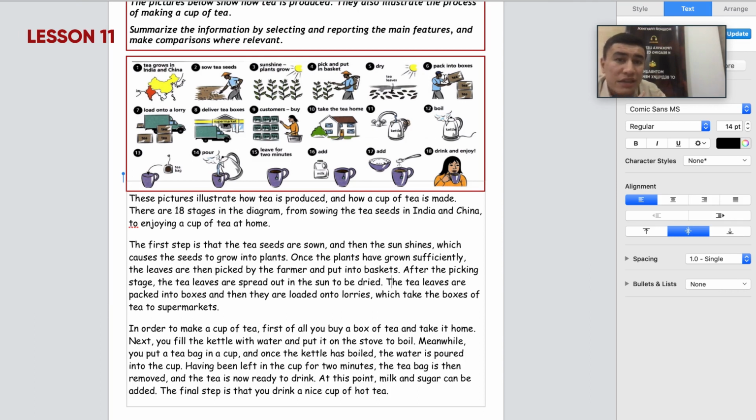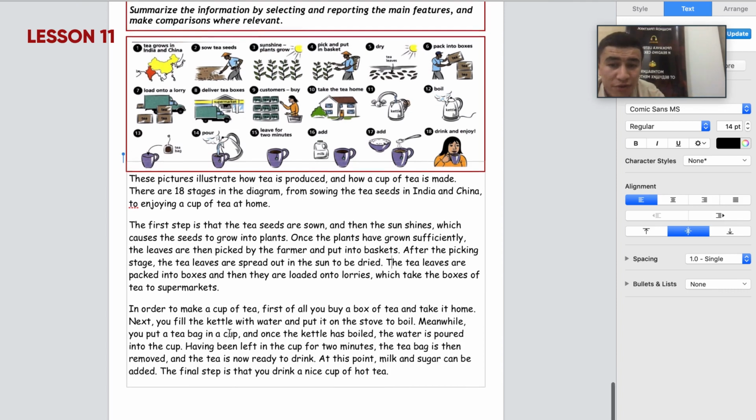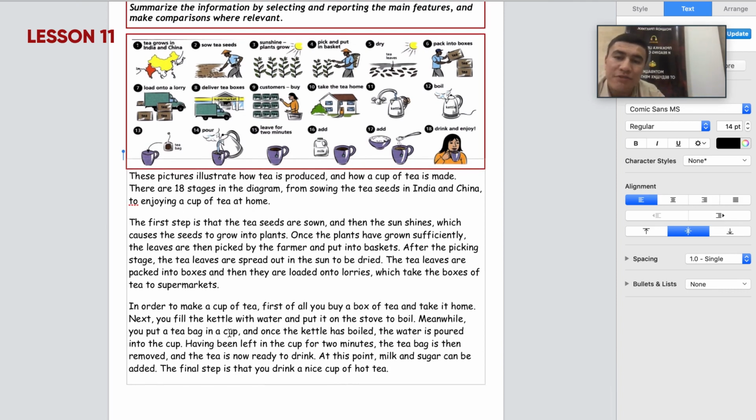So again, as you can see, we are joining several stages here using, of course, different structures that we went through. The tea leaves are packed into boxes and then they are loaded onto lorries, which take the boxes of tea to supermarkets. Now, next paragraph. And of course, we'll talk about the logical division of your detailed paragraphs later. In order to make a cup of tea, first of all, you buy a box of tea and take it home. As you can see here.